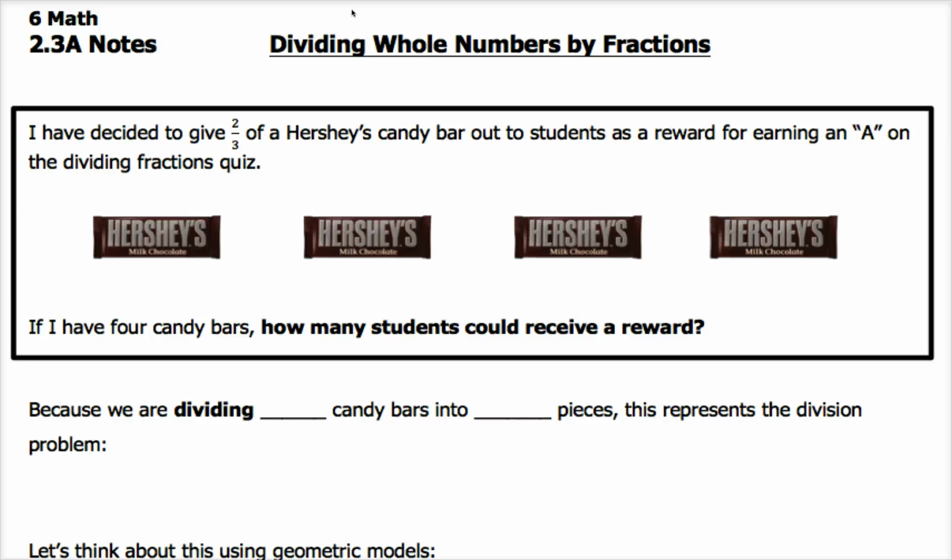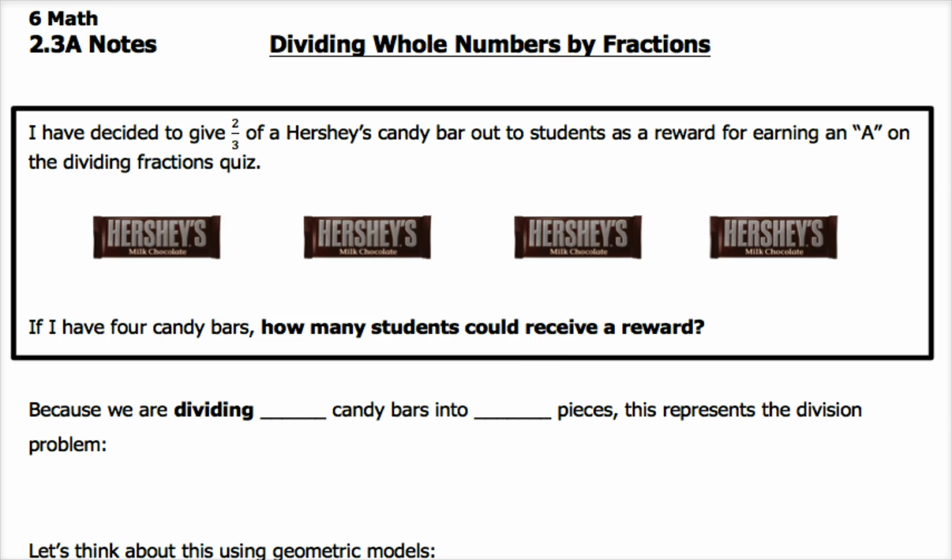For today's video, we're going to start by dividing whole numbers by fractions, and we're going to start by using, again, some visual geometric models. So the first thing I want you to think about is this problem I've put in the box here. It says, I have decided to give 2/3 of a Hershey's candy bar out to students as a reward for earning an A on the dividing fractions quiz. If I have a total of 4 candy bars, how many students could receive a reward?